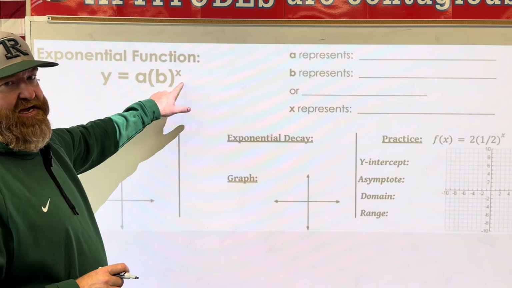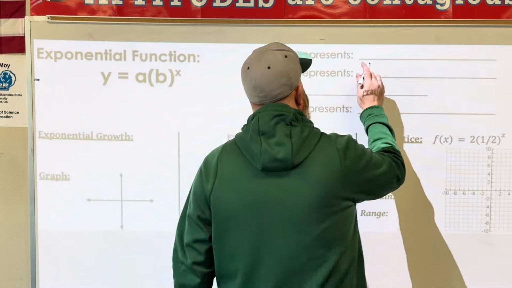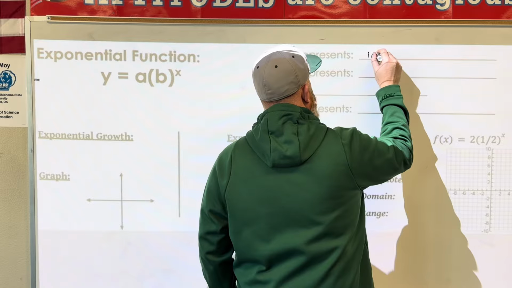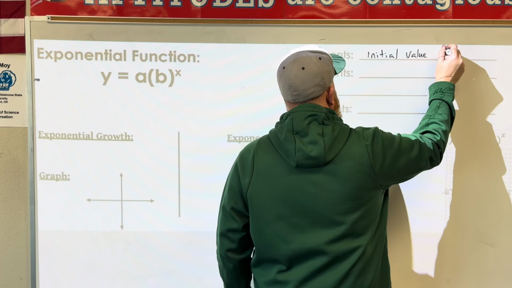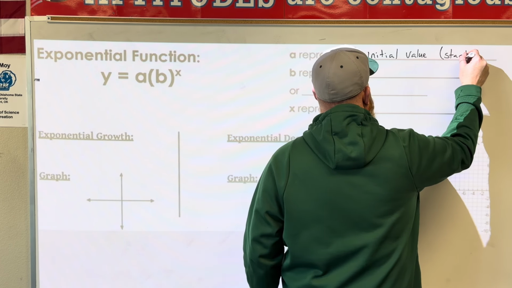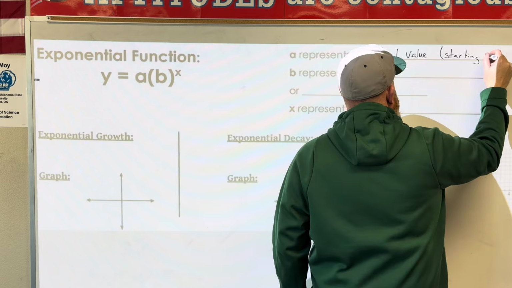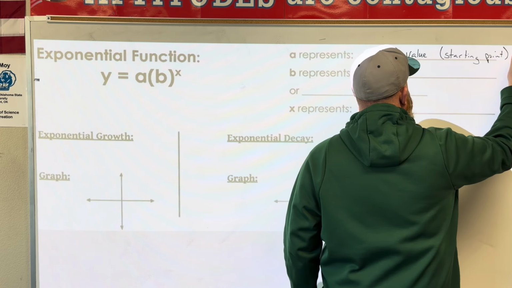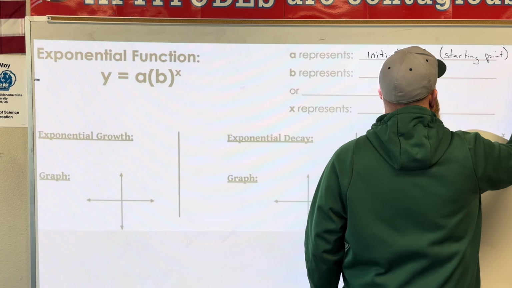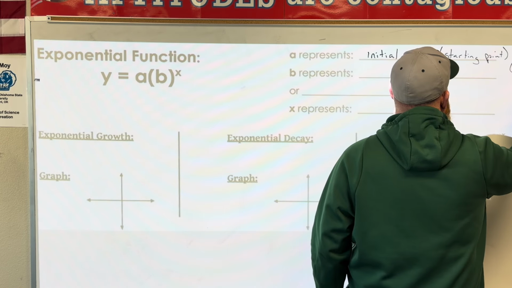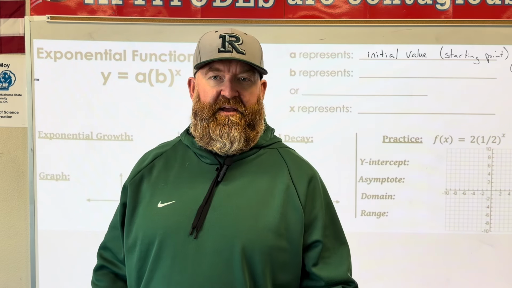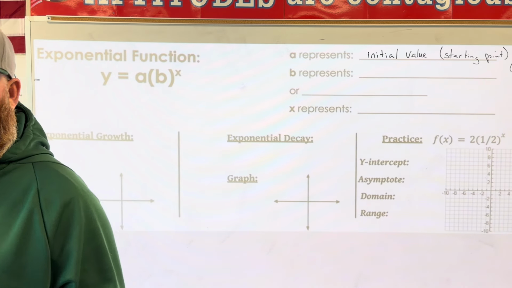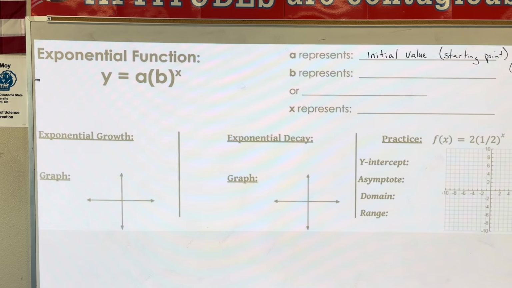So here we go. Y equals a times b to the x. Your a represents your initial value, or your starting point, which is also your y-intercept. So if you see 0 and then a number on your table, that's your y-intercept. If you see 0 and a number, that's the number that goes in for a. Make sense?